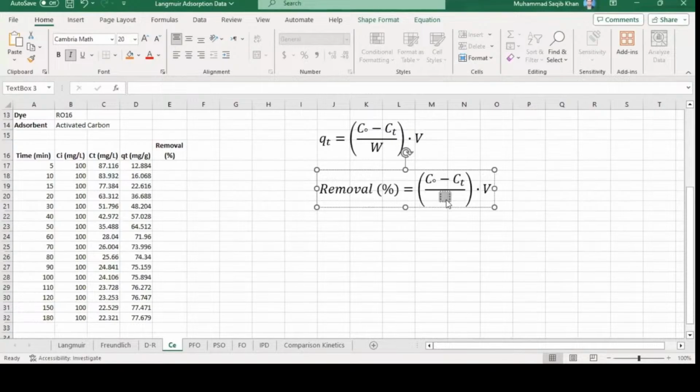Now what we will do is plot a graph of percent removal or Qt, a scatter plot.